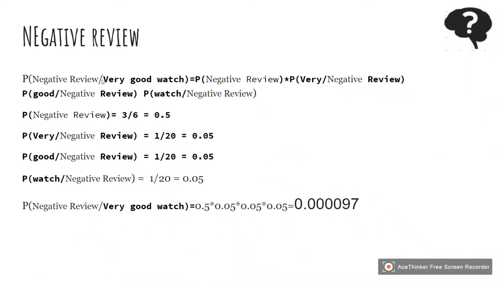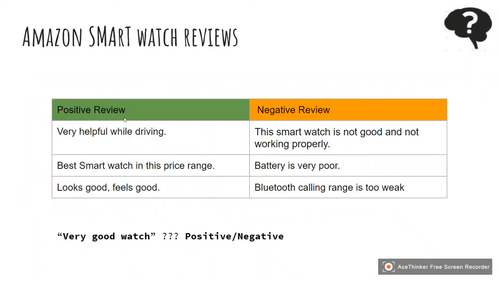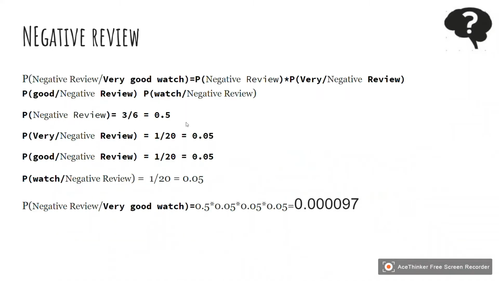We repeat the same thing for the negative reviews as well. So P of negative review given "very good watch" is this equation. We'll go through it one by one. What is the probability of a negative review? Again, we have 3 negative reviews out of a total of 6 reviews, so it's 3 by 6, which is 0.5.